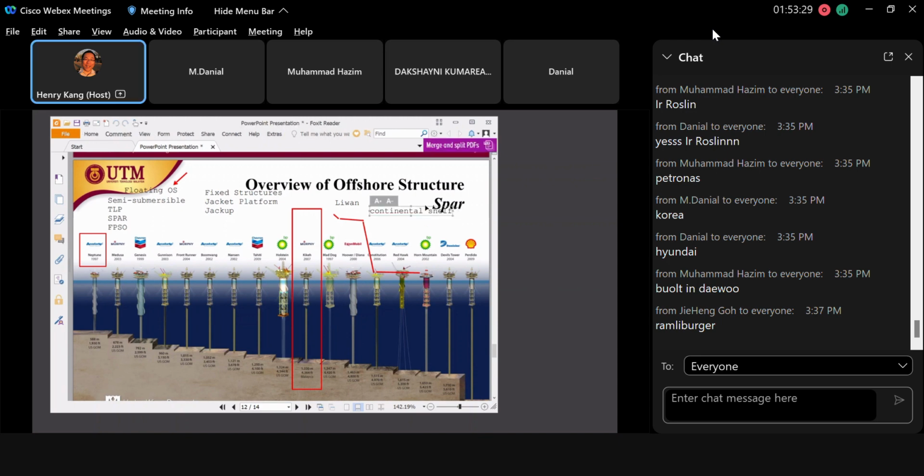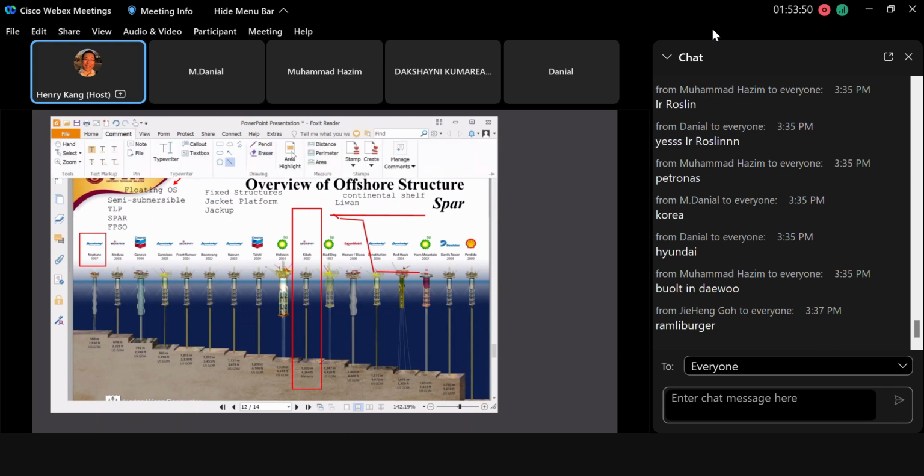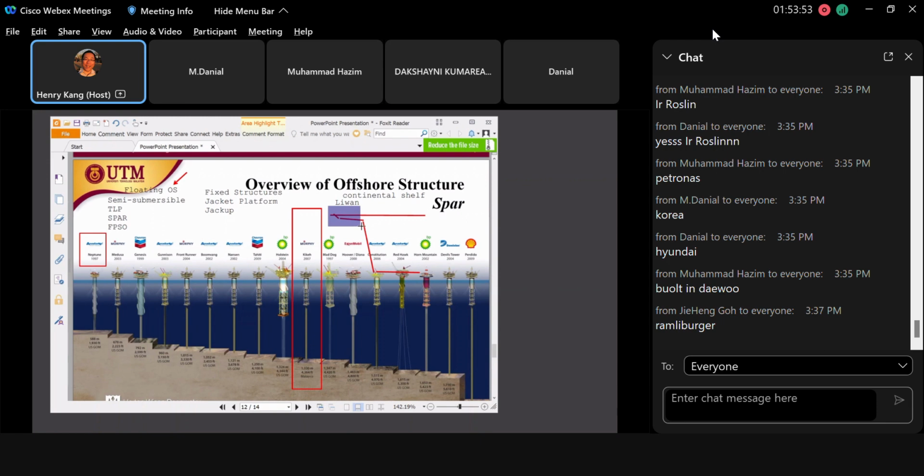Continental shelf, okay, we have one area named as continental shelf. That means our ocean will be slightly shallow. This is the sea surface, and the water depth will be slightly shallow until a certain distance, and after this distance, this area we name as continental shelf.